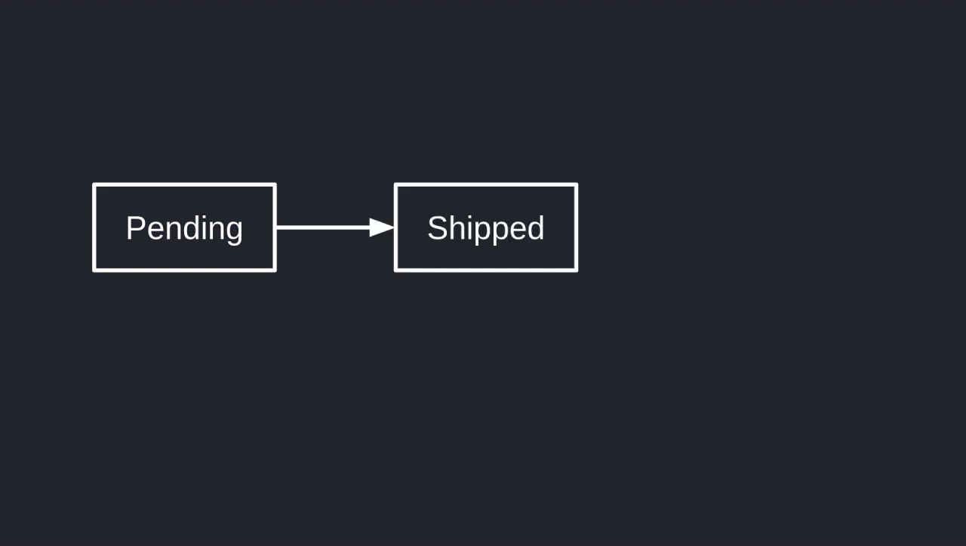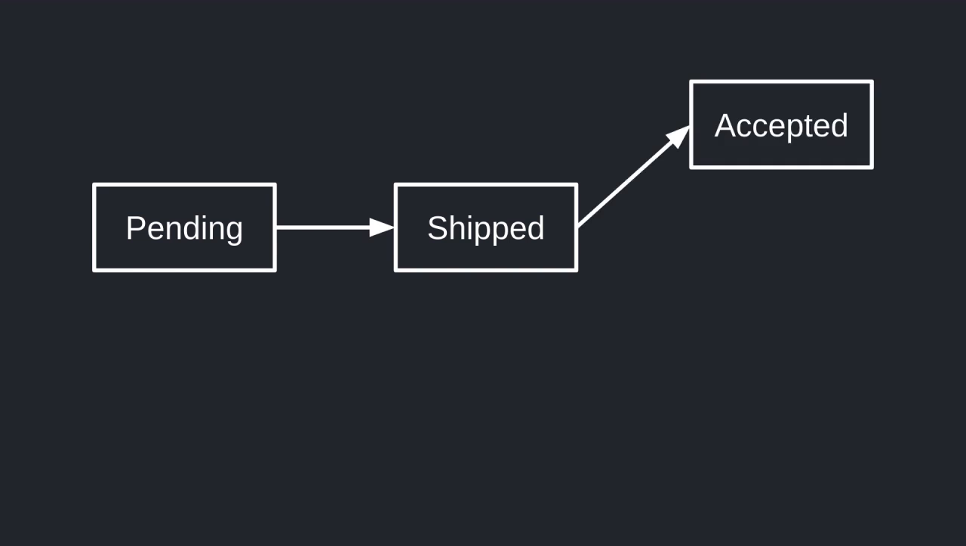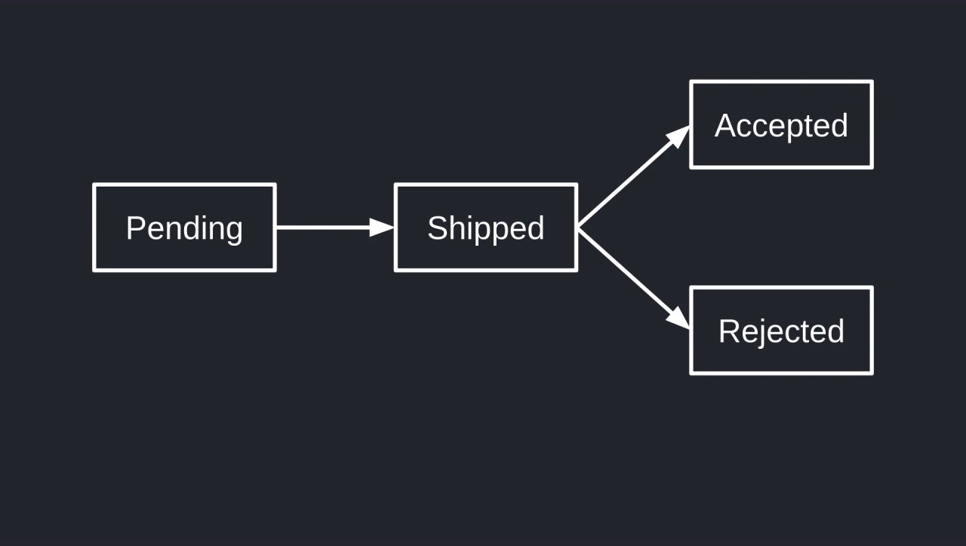So when an order is created by a customer, the status of the order is pending. Once I receive the payment, I'm going to ship the book, so the status of the order will be shipped. Once the shipment arrives at the customer, he can either accept it or reject it for reasons like damage during shipment or I sent the wrong books.